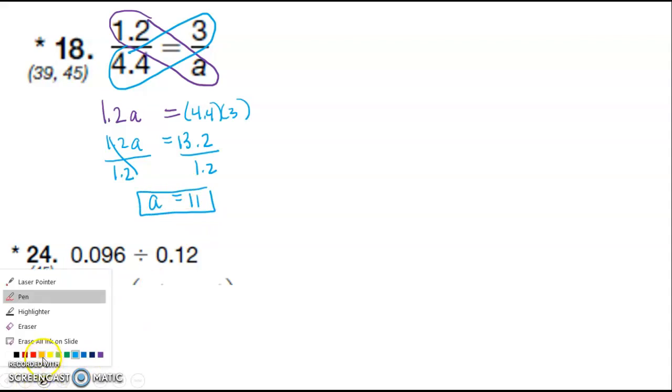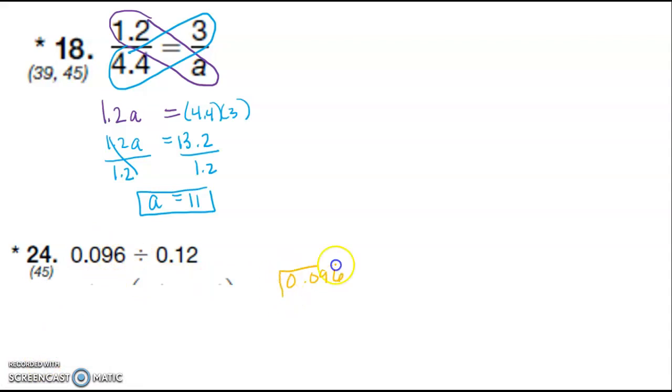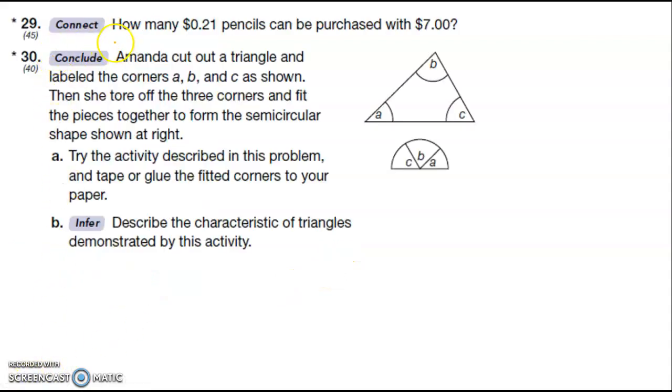All right, this is 0.096 divided by 0.12. Again, if you were doing this longhand, you would move this 2 spaces and move this 2 spaces, but we are going to use a calculator. So I have 0.096 divided by 0.12, and I get 0.8. Wow, it got really clear really fast.